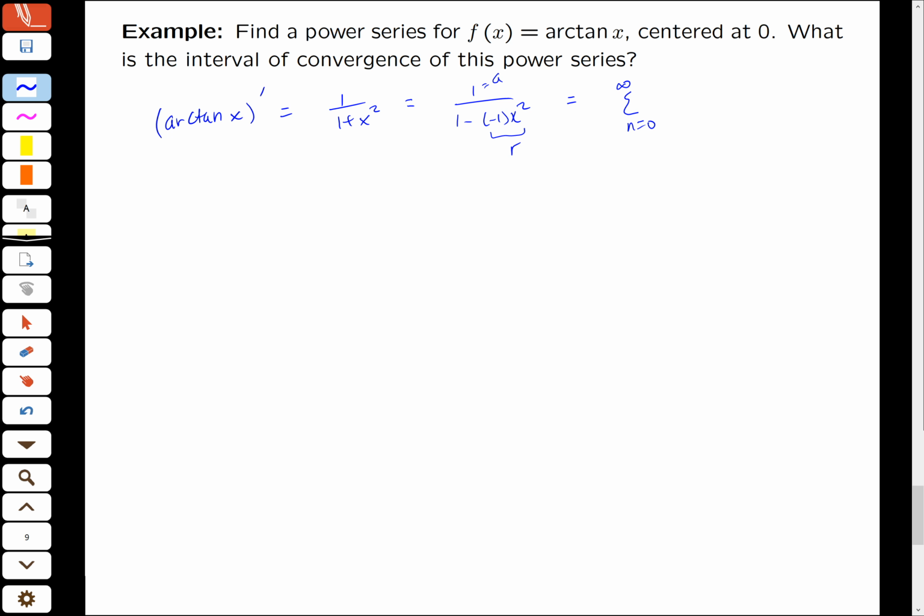So I'm going to have 1 is a, and then my minus 1 to the n, x squared to the n. But what is x squared to the n? x to the 2n. That is the derivative of the arctangent. Last time I checked, arctangent of x is the integral of the derivative of the arctangent of x. So what we have to do is we have to integrate our series. How to do yesterday's lesson with today's lesson.